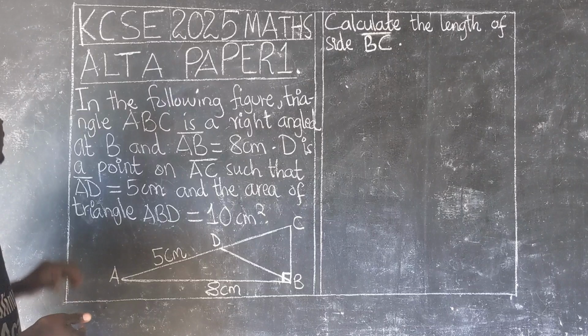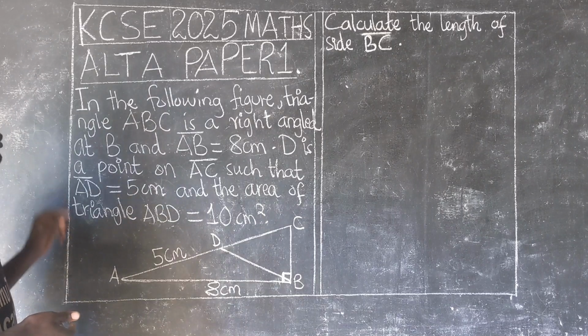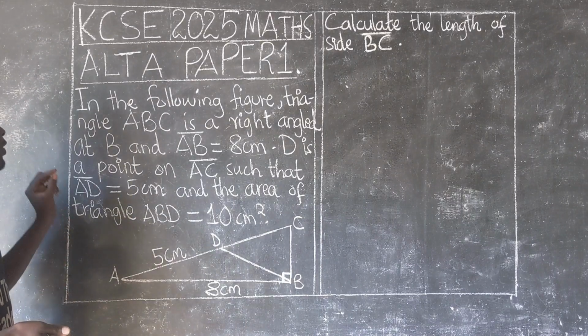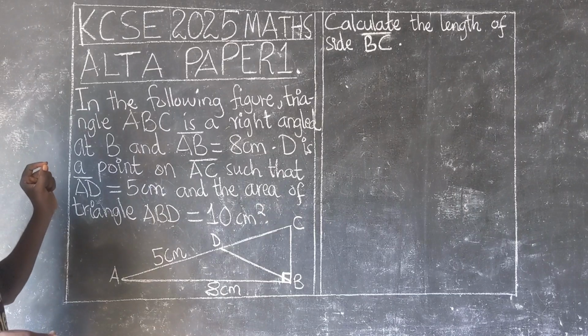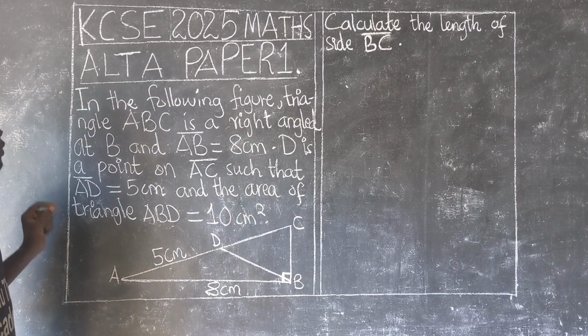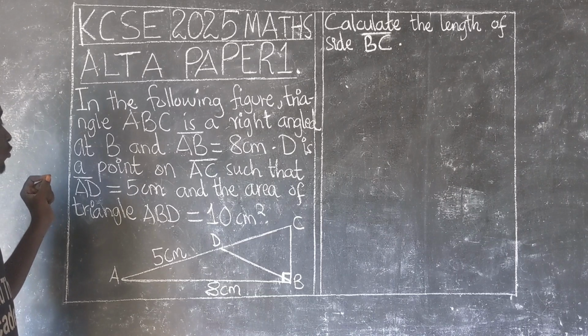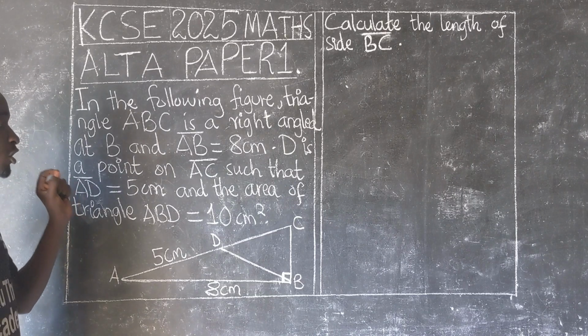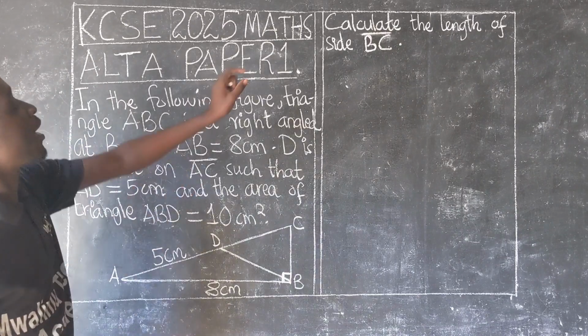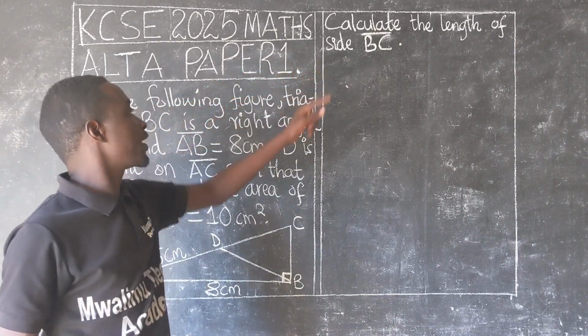Our question states that in the following figure, triangle ABC is right angled at B and AB is equal to 8 cm. D is a point on AC such that AD is equal to 5 cm and the area of triangle ABD is equal to 10 cm square. Here we are required to calculate the length of side BC.